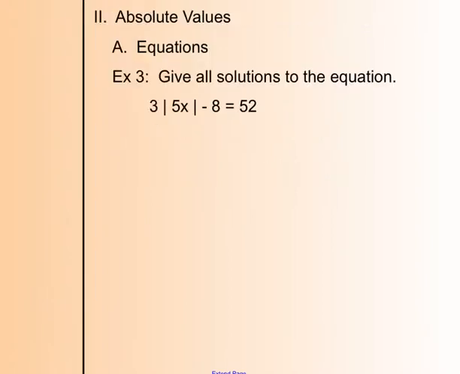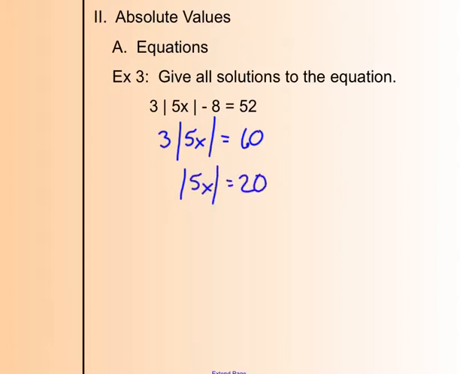All right, so now we're going to take a look at the absolute values. The equations are a little bit more straightforward than the inequalities. So we, first of all, isolate the absolute value. So I'm going to add 8 to both sides. I'm going to divide both sides by 3.